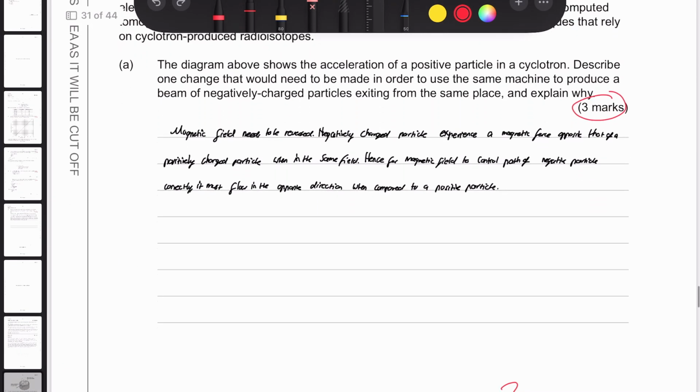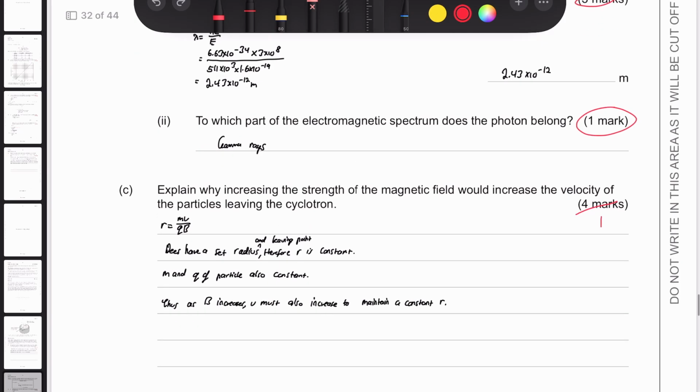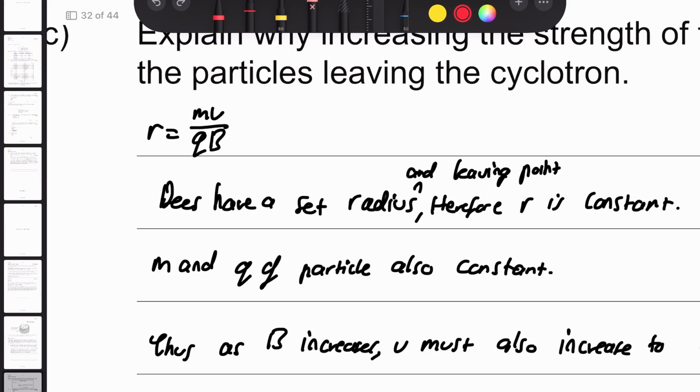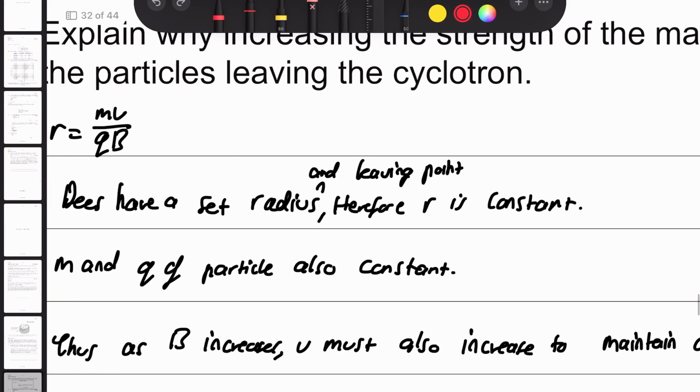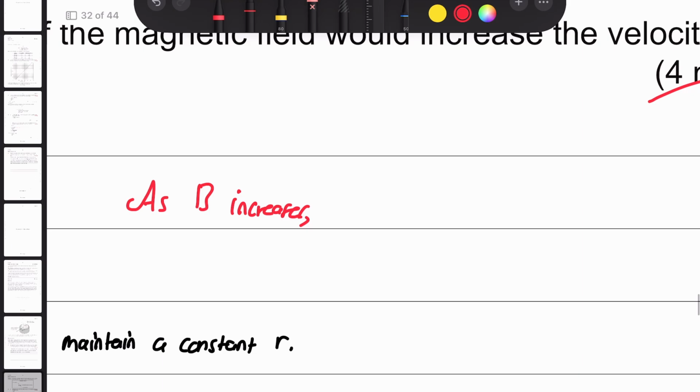Here, this was good. Magnetic force reversed. All of this was good. Here was a bit annoying. I lost 3 marks for this question because what I wanted to say, or what they wanted me to say, was that as B increases, R decreases.